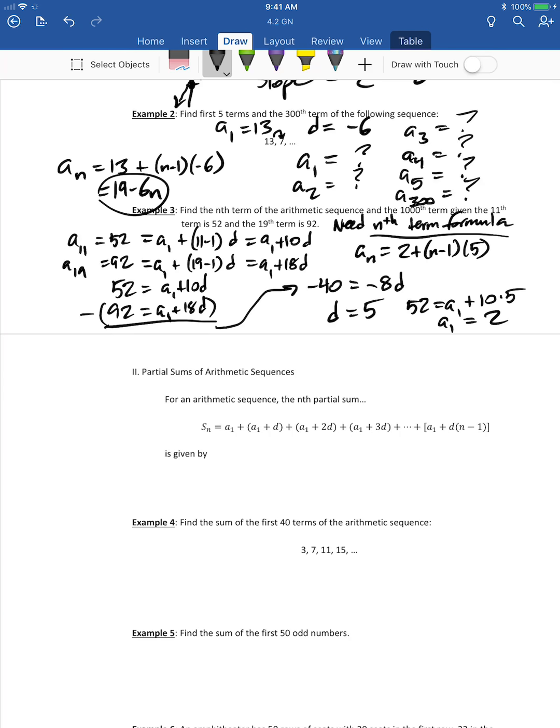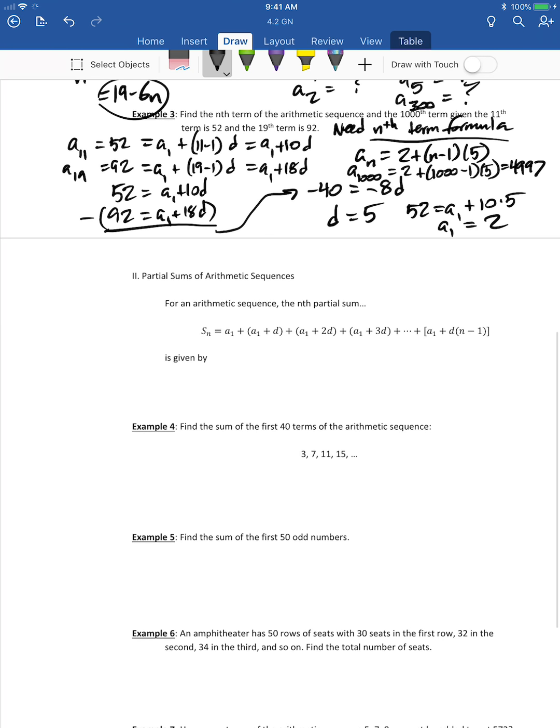And now I can actually answer the question that they wanted. The 1000th term is a_1000 equals 2 plus (1000 minus 1) times 5. Plug all that into a calculator and you get 4,997. So again, you will see questions like this throughout the unit. Just make sure you're setting up your system correctly and that you're not making any algebraic errors when you're solving that system of equations. You should be good to go.